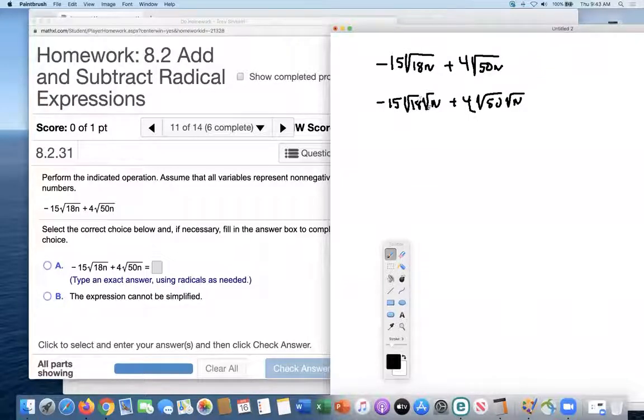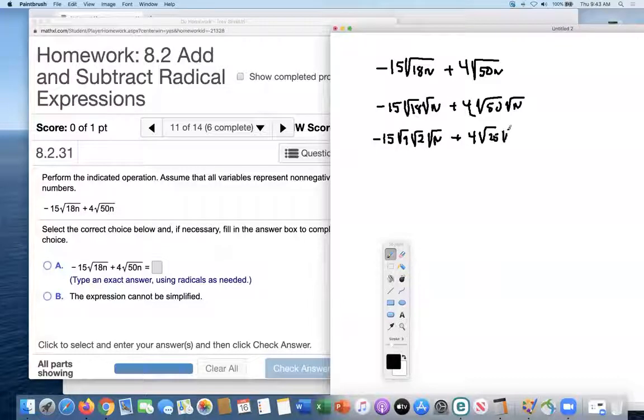Let's take the square root of 18. What can we do with the square root of 18? Is there a perfect square? Yep, square root of 9, square root of 2. Square root of 18 is the product of two square roots. Don't leave one of them out. Let's copy the rest down. Plus 4, 50. There's a perfect square there, 25, and this is the square root of 2, square root of n.